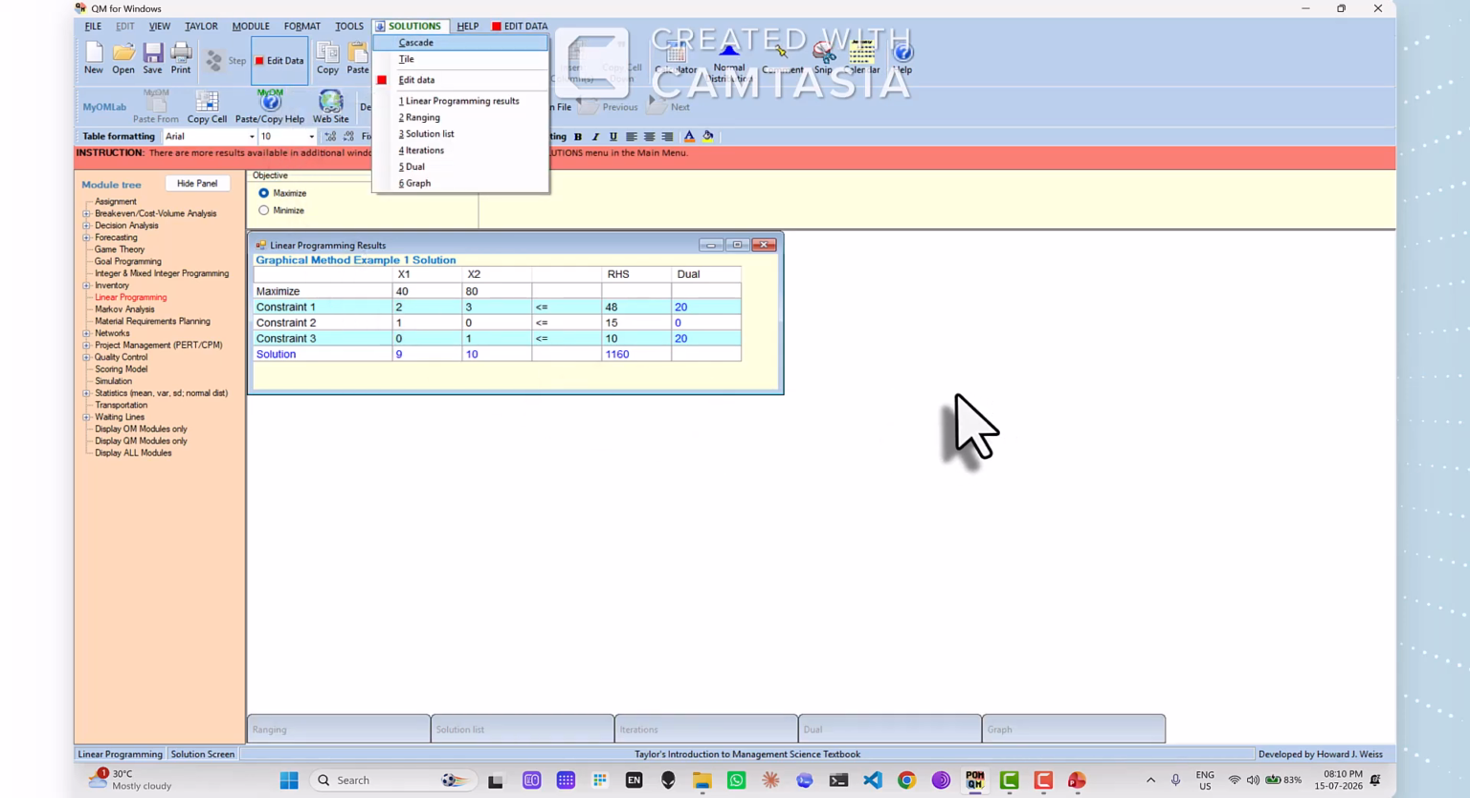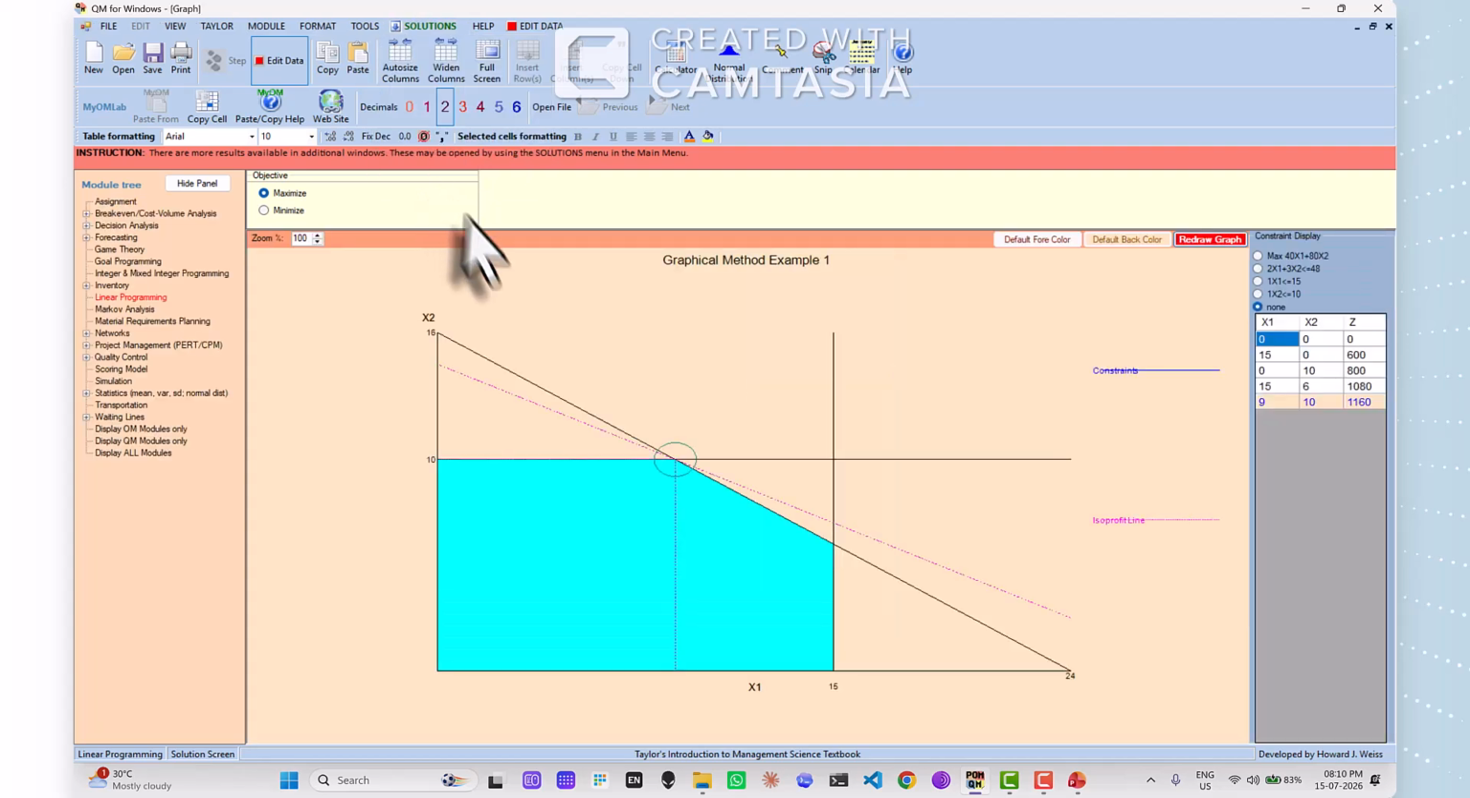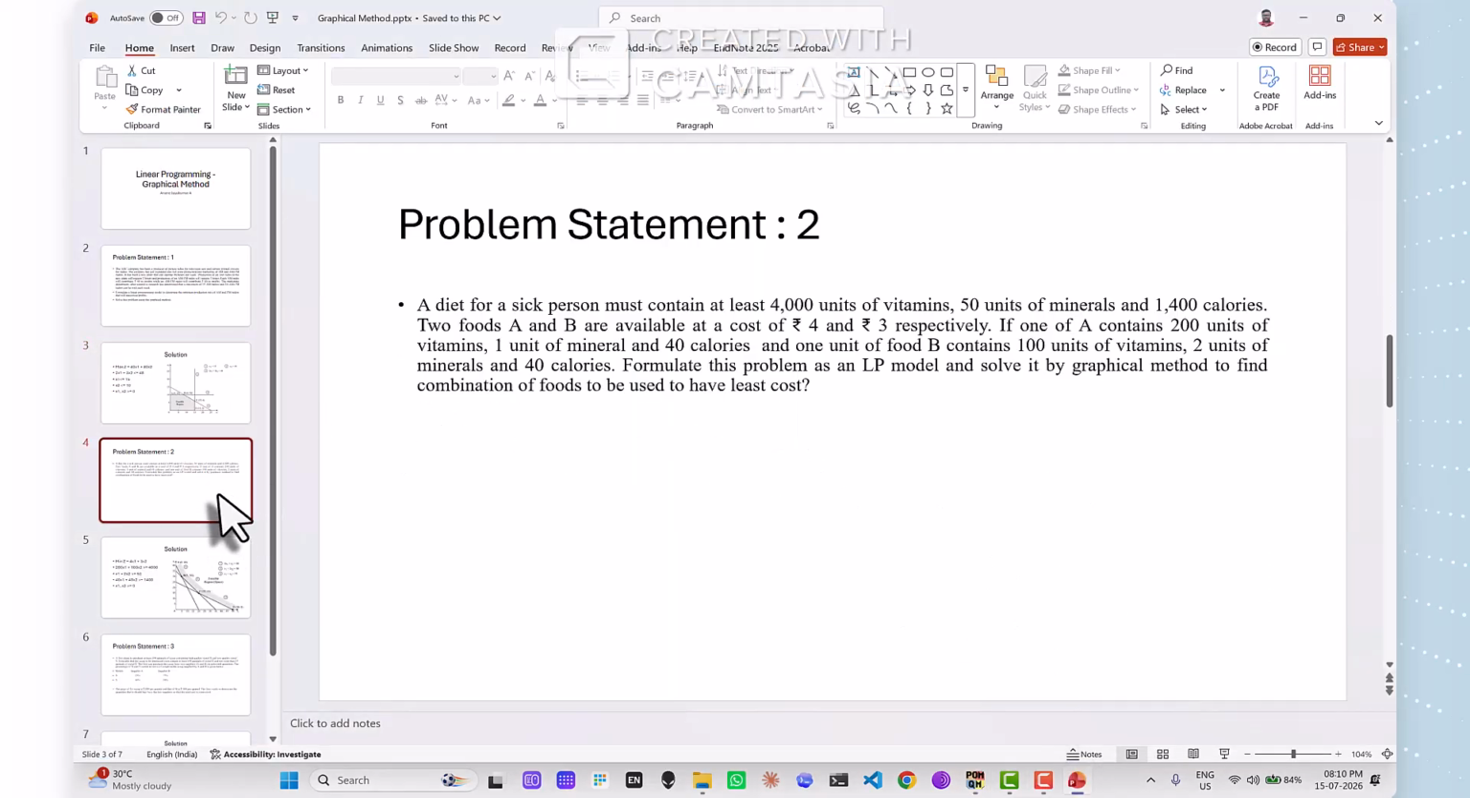We have solved it. So in solutions, we are going to see the graph. So this is the answer. So this particular point with x1 is equal to 15, x2 is equal to 10. So finally this particular point is the solution with x1 is equal to 9 and x2 is equal to 10, and our maximum profit is 1160. So this is the answer. Let us go to the next problem.